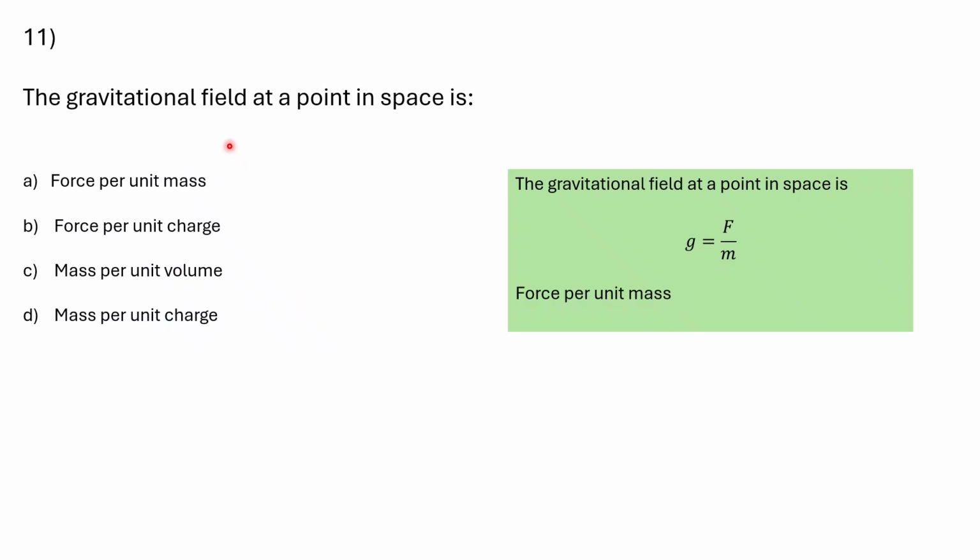Then the gravitational field at a point in space is, this is G is equal to the field intensity, or gravitational field intensity is equal to F by m, which is gravitational force per unit mass. And so option A.